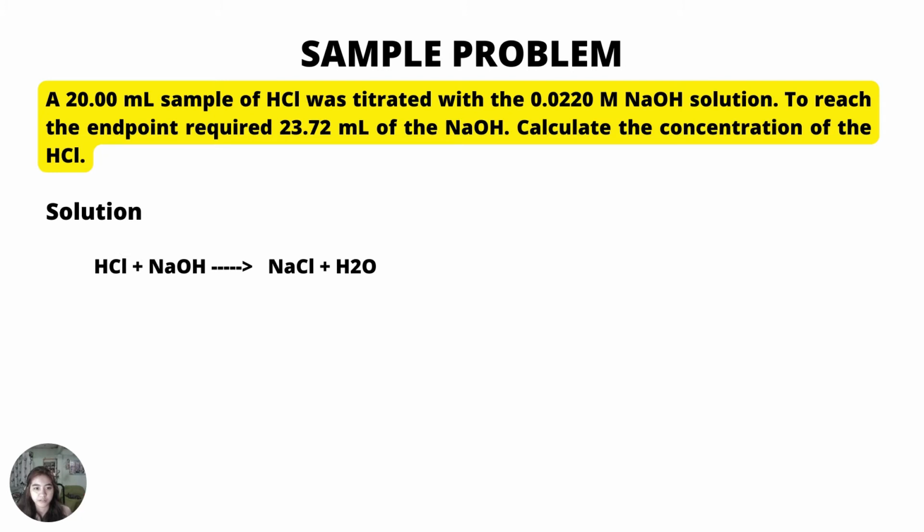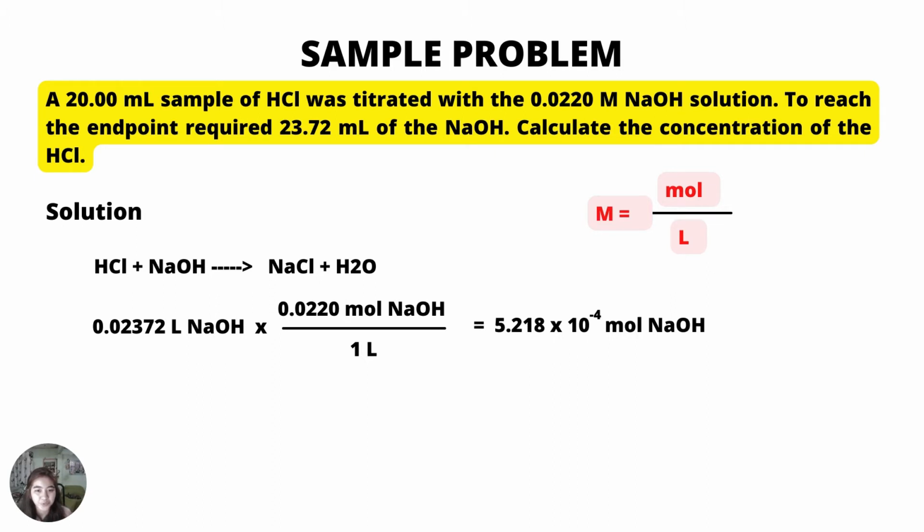Solution. First, we need to write the balanced equation. This is because it guides us in the following steps. So hydrochloric acid plus sodium hydroxide leads to sodium chloride plus H2O, or water. Molarity is equal to moles per liter. This is very important to guide us in our next step.